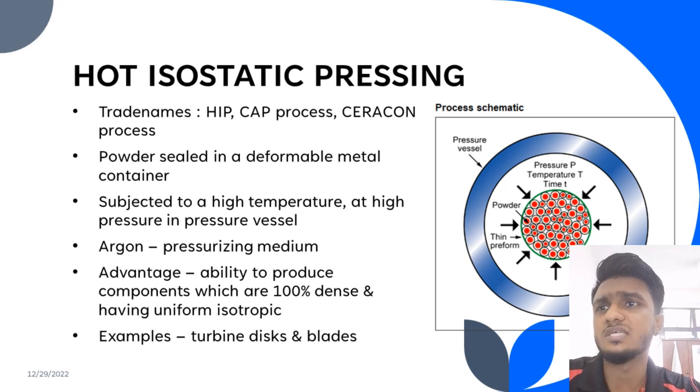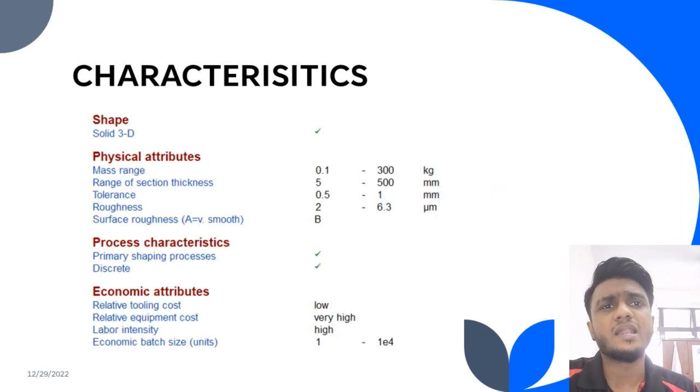In the sinter-HIP process, a variation of HIP, the initial sintering of the compacts and their subsequent densification are done sequentially in the same vessel. The main advantage of this process is its ability to produce components which are 100% dense and have uniform isotropic properties, but it is expensive, limiting its use to those applications in which the integrity of the material is of prime importance. For example, turbine discs and blades. This is the process schematic, and the next slide will be for the characteristics of the process.